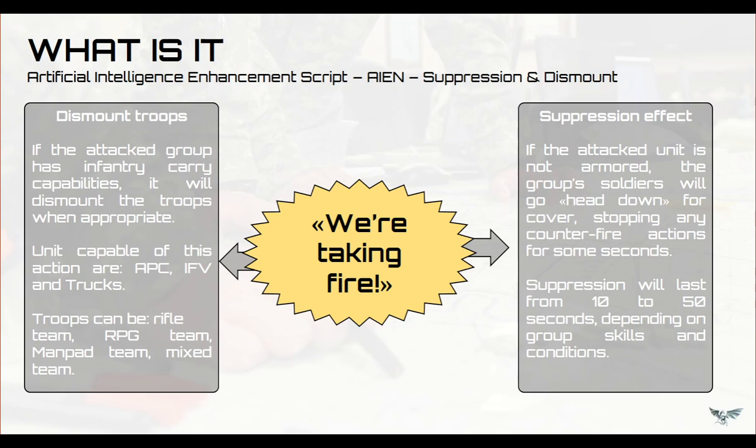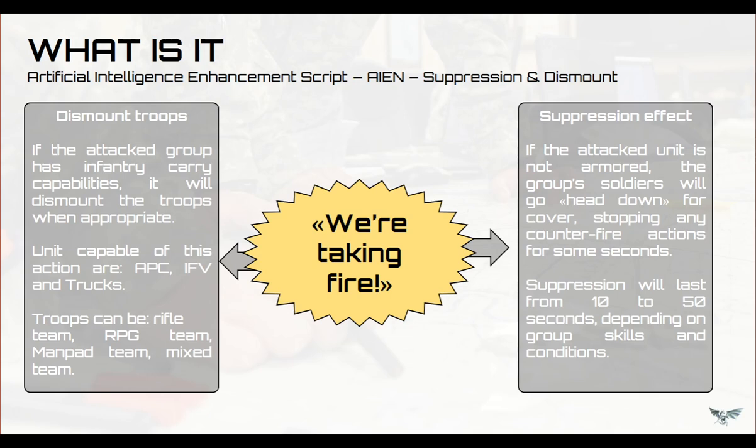An APC can carry 2 teams, an FV will carry 1 team, and trucks will be able to load 4 teams. You don't have to do anything. Those teams are already inside the vehicles. They do not have a performance effect as long as they stay there because they are just code. They are not objects. And they will dismount if it's appropriate.